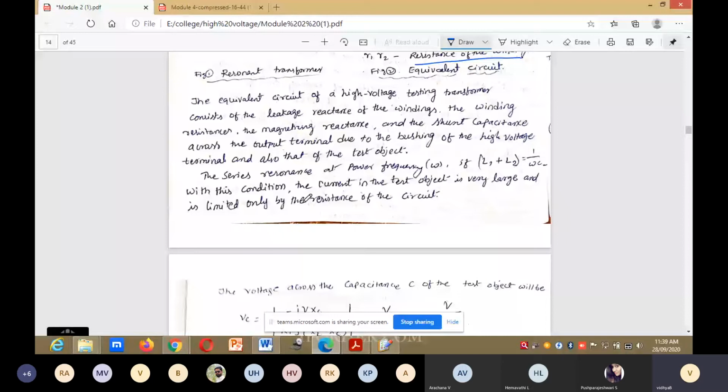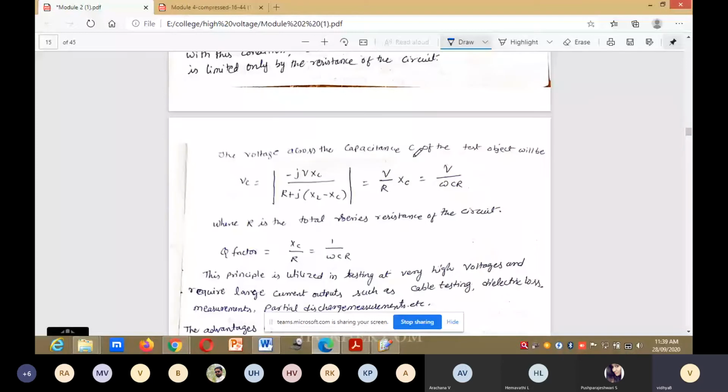The voltage across the capacitance C of the test object will be Vc = -jV Xc / (R + j(XL - Xc)) = V/R × Xc = V/(ωCR), where R is the total series resistance of the circuit. Q factor is equal to Xc divided by R.